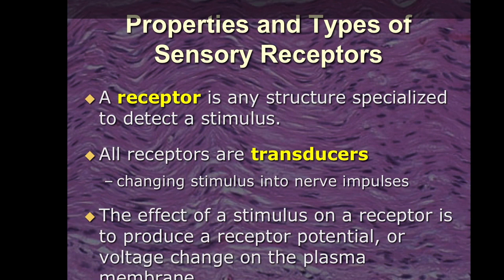All receptors are considered transducers. Okay, and transducers are going to change one form of energy into another. Okay, the purpose is to generate a nerve impulse. Okay, what form of energy is a nerve impulse? Electrical, right?